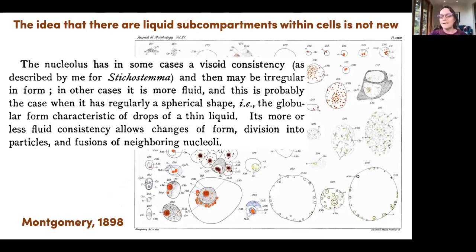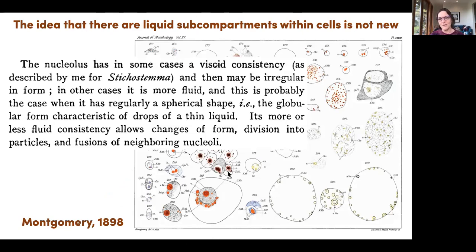Okay, so I mentioned that this idea that there are liquid subcompartments within cells that are not surrounded by membranes, in addition to the ones that are surrounded by membranes, has actually been around for a very long time. This is maybe the oldest mention I could find of it. This is a paper from the late 19th century. You can tell they didn't have cameras.